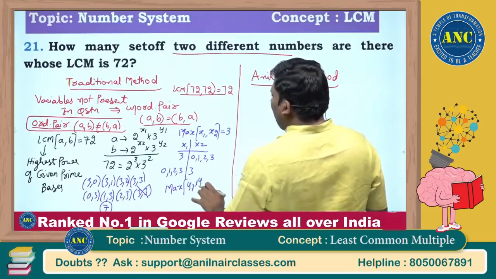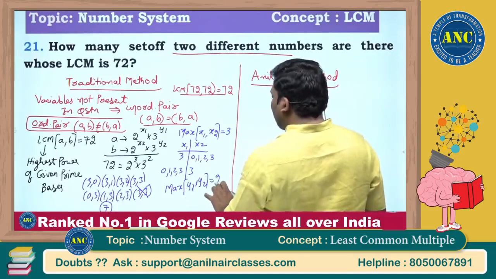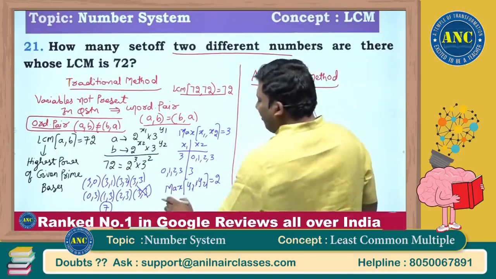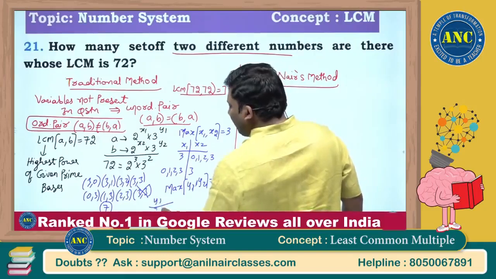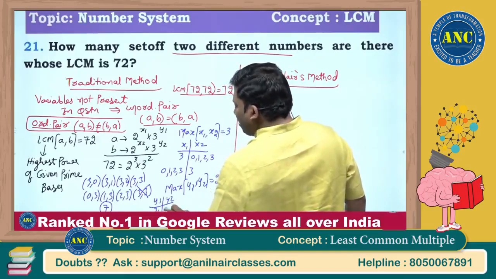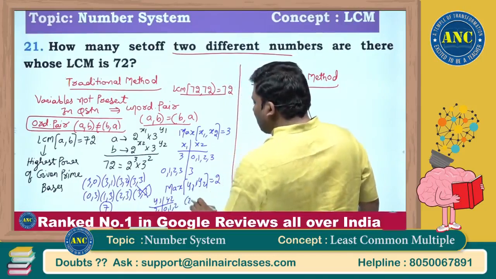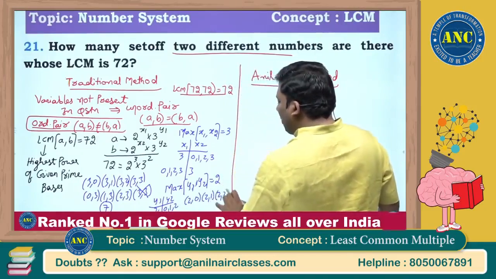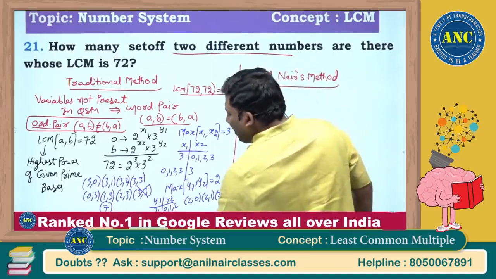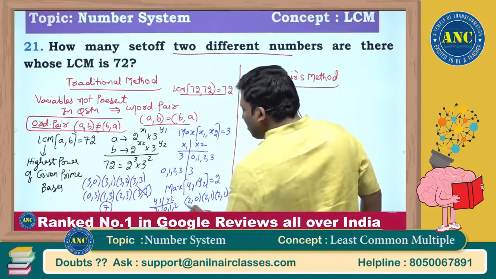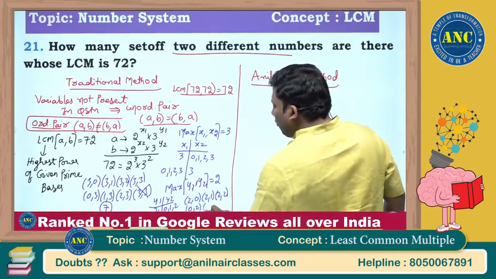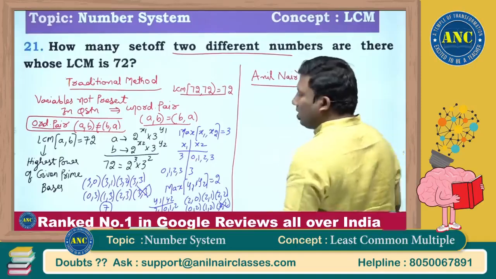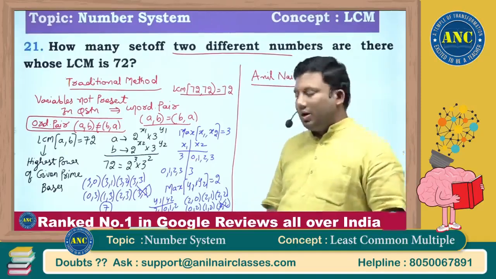Maximum of y1, y2 is 2. If y1 takes 2, y2 can take 0, 1, 2. What are the cases? (2, 0), (2, 1), (2, 2). Or if y2 takes 2, y1 can take 0, 1, 2: (0, 2), (1, 2) and (2, 2). The case (2, 2) I wrote twice.